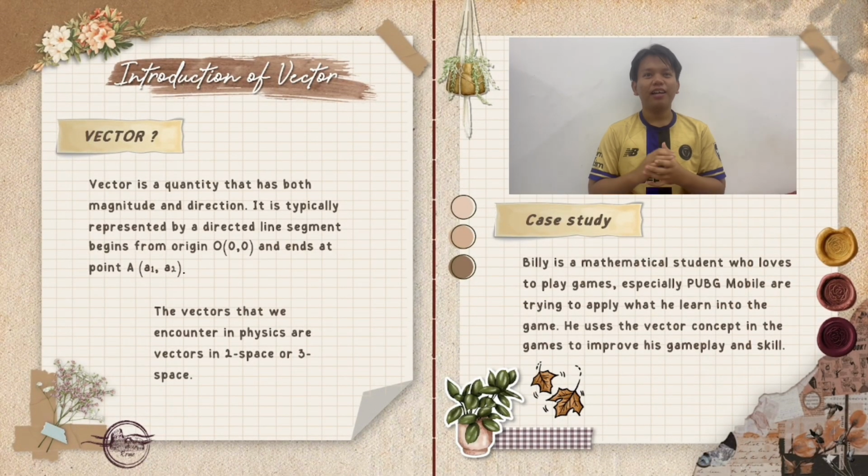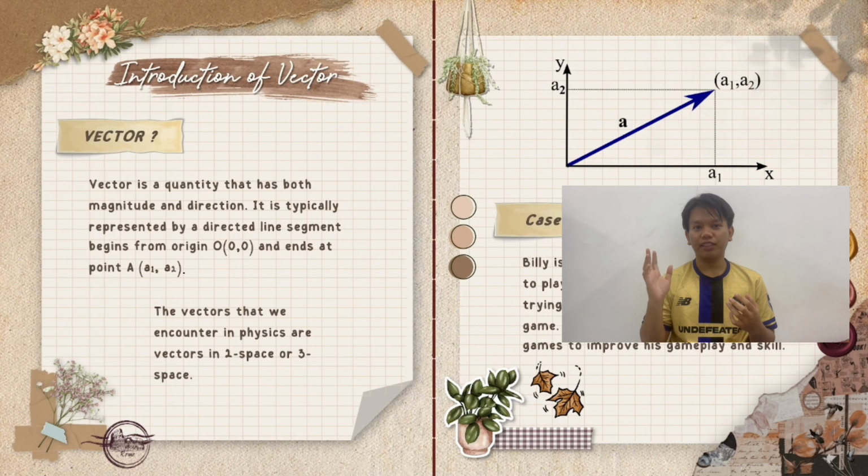Assalamualaikum and hi. Today I'm going to talk about the introduction of vector. What is a vector? A vector is a quantity that has both magnitude and direction. It is typically represented by a directed line segment that begins from the origin 0, 0 and ends at point A, (A1, A2). Vectors that we encounter in physics are vectors in 2-space or 3-space. Here is an example of a vector.